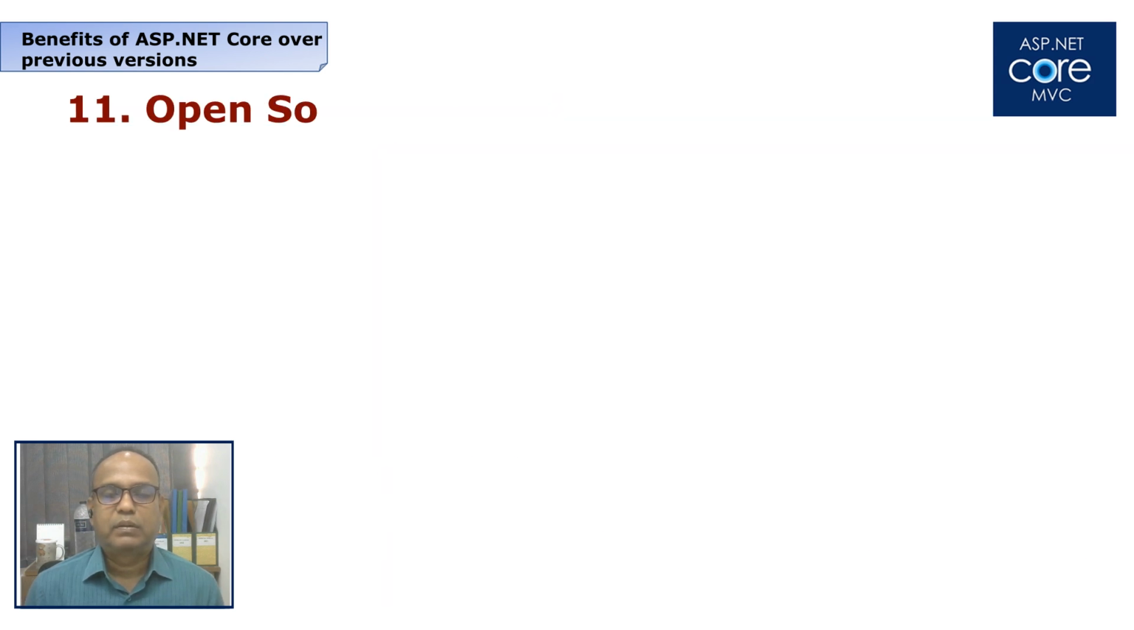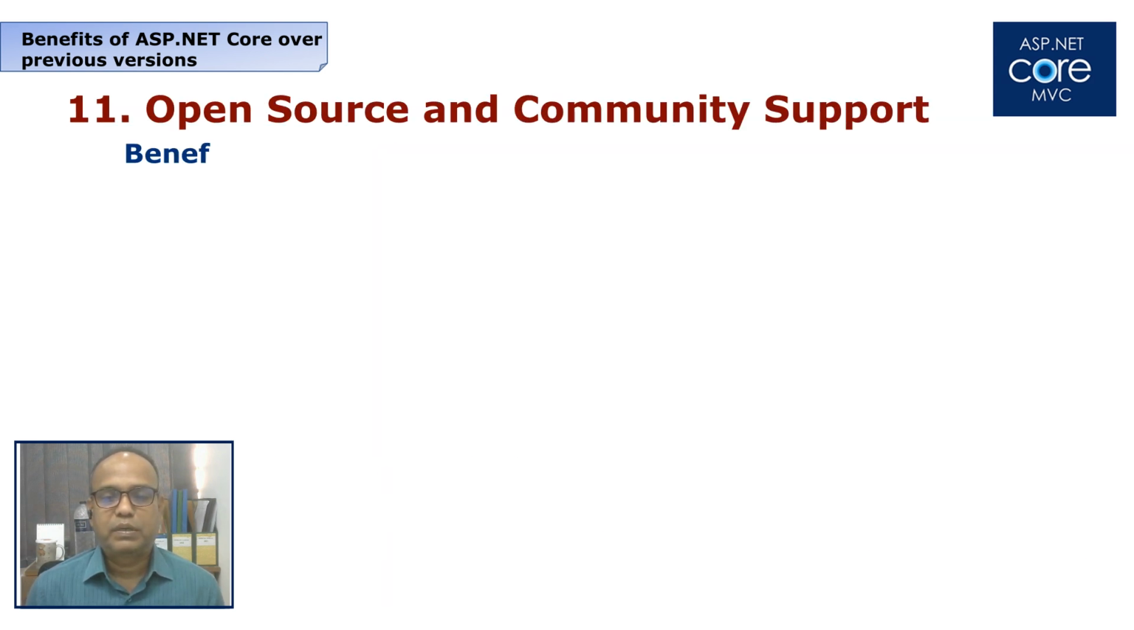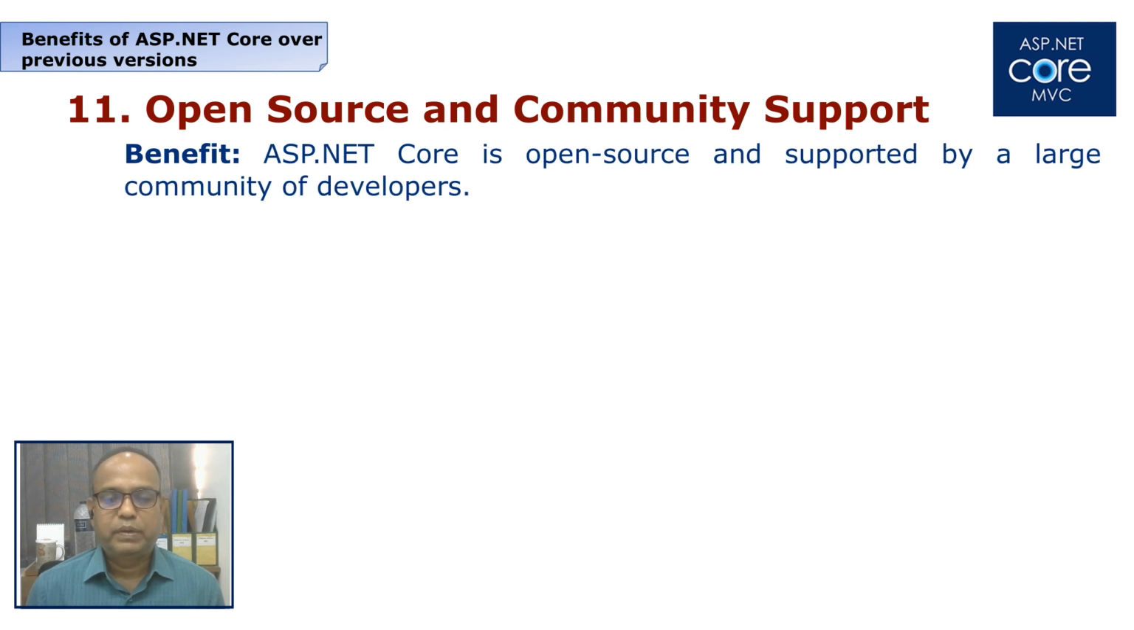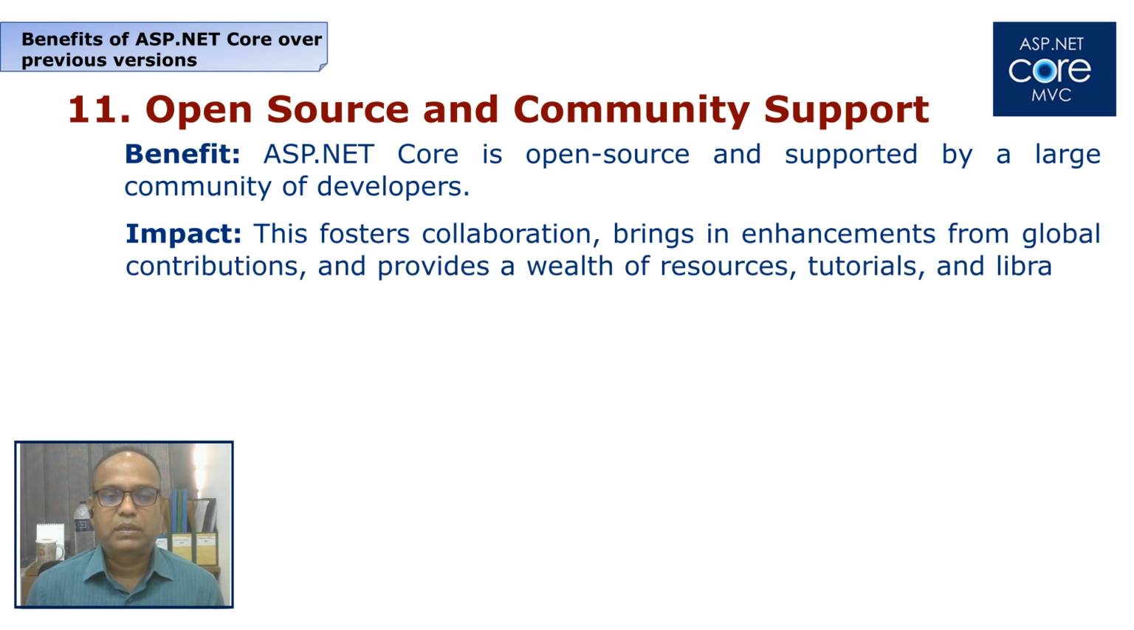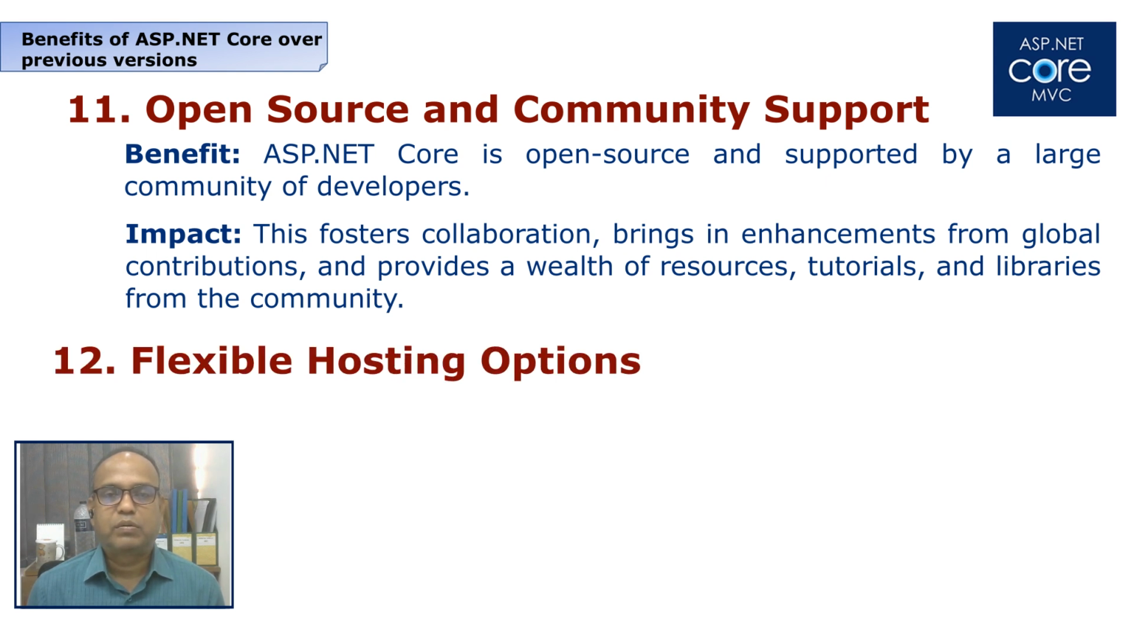Number 11. Open source and community support. Benefit: ASP.NET Core is open source and supported by a large community of developers. Impact: this fosters collaboration, brings in enhancements from global contributions, and provides a wealth of resources, tutorials and libraries from the community.